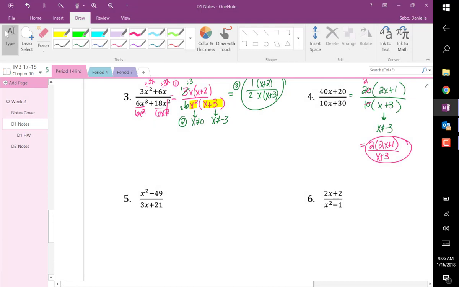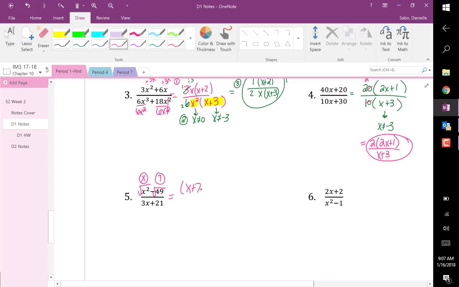Can you see that? Okay. What's the square root of x squared? 1x, very good. What's the square root of 49? 7. Very good. How would I then factor that? I have x plus 7, x minus 7. Good.